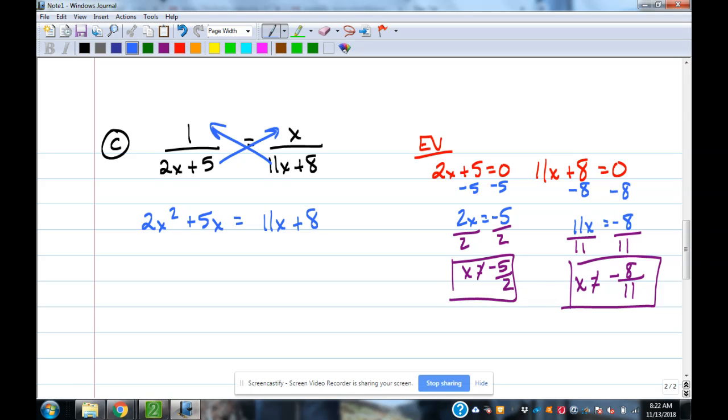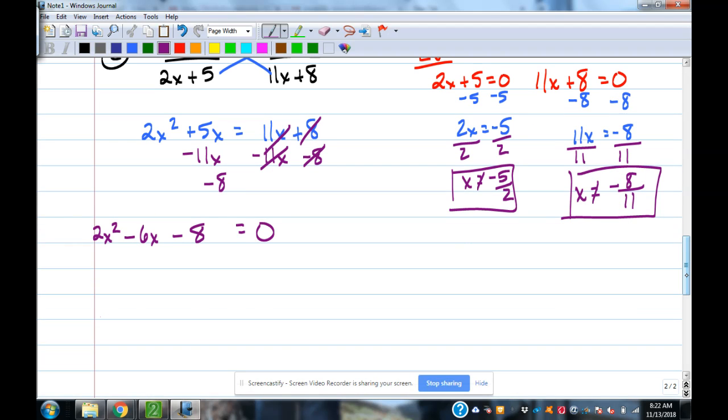Okay, so let's get it equal to 0 by subtracting 11x and subtracting 8. So I'm just doing all that in one step. So there's a 0. We have 2x squared minus 6x minus 8. Now, what method do you want to use to solve this? X method would be good.